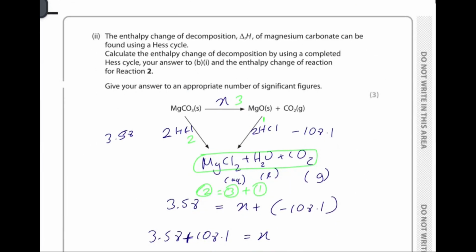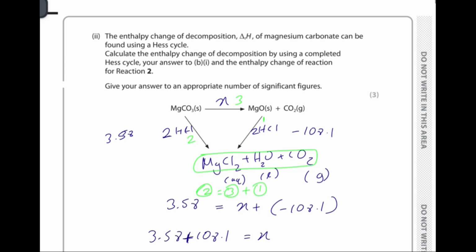Roman number 2, the enthalpy change of decomposition, delta RH, of magnesium carbonate can be found using a Hess cycle. Calculate the enthalpy change of decomposition by using the completed Hess cycle. Use your answer to B1 and the enthalpy change of reaction for reaction 2. Give your answers to an appropriate number of significant figures.